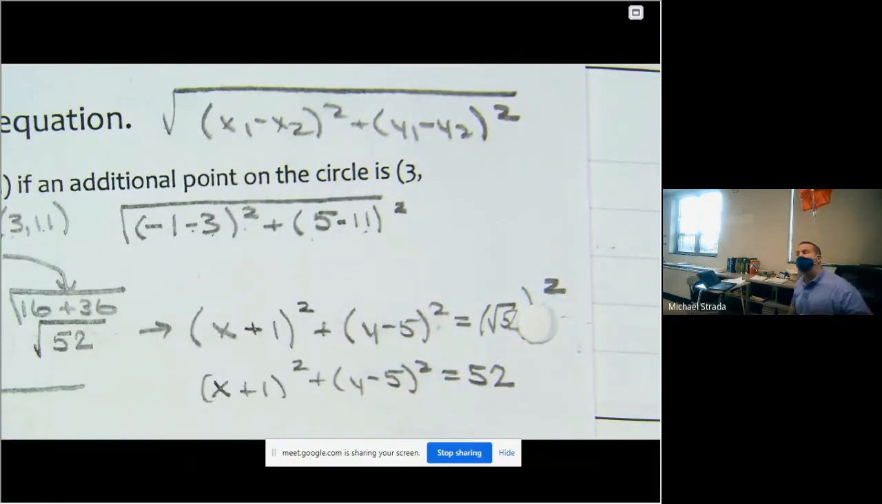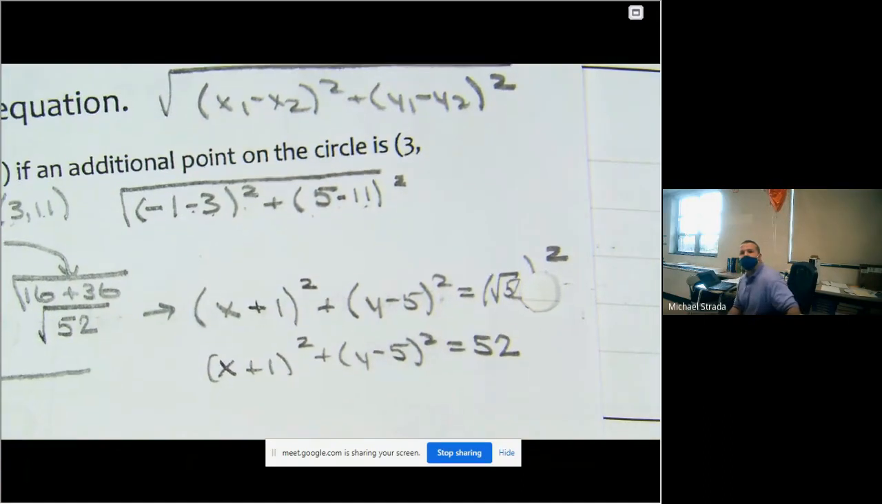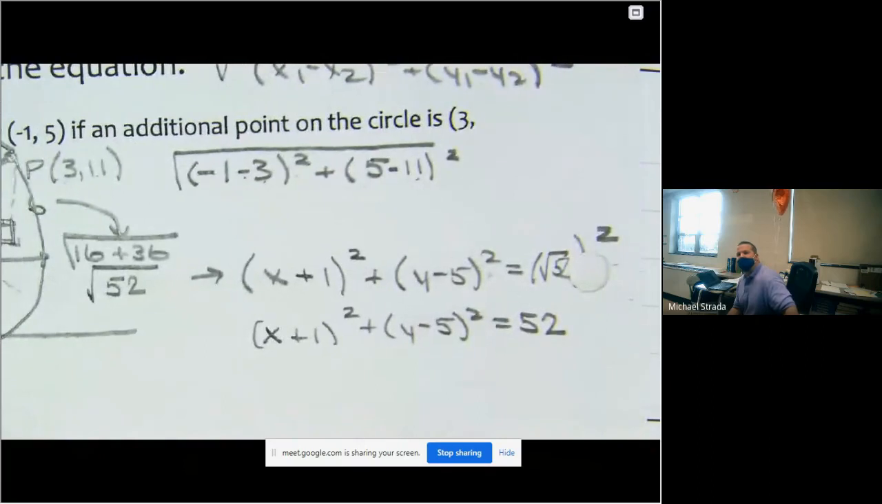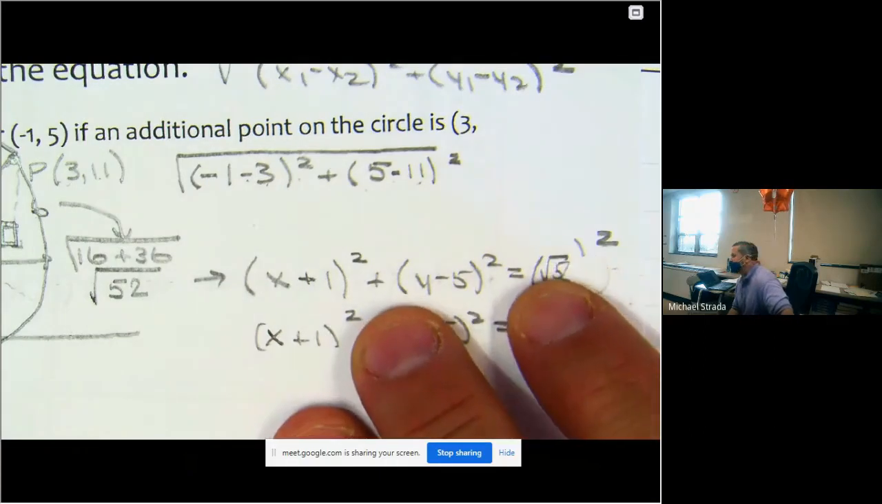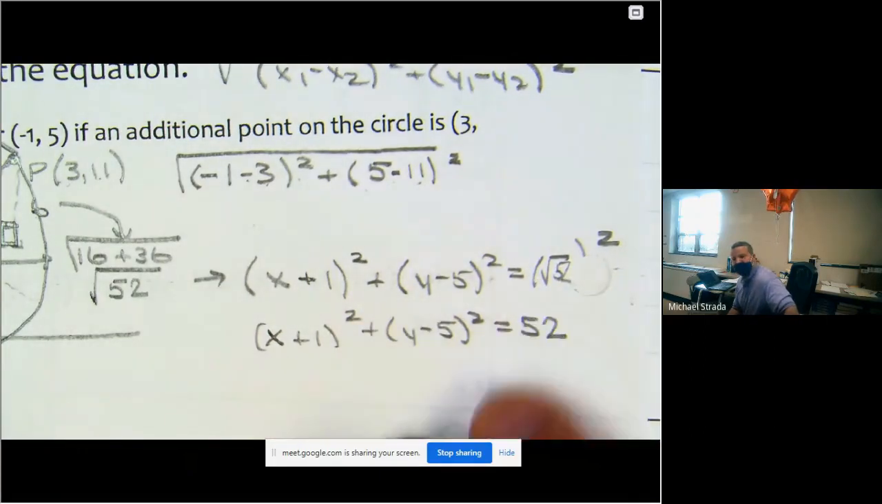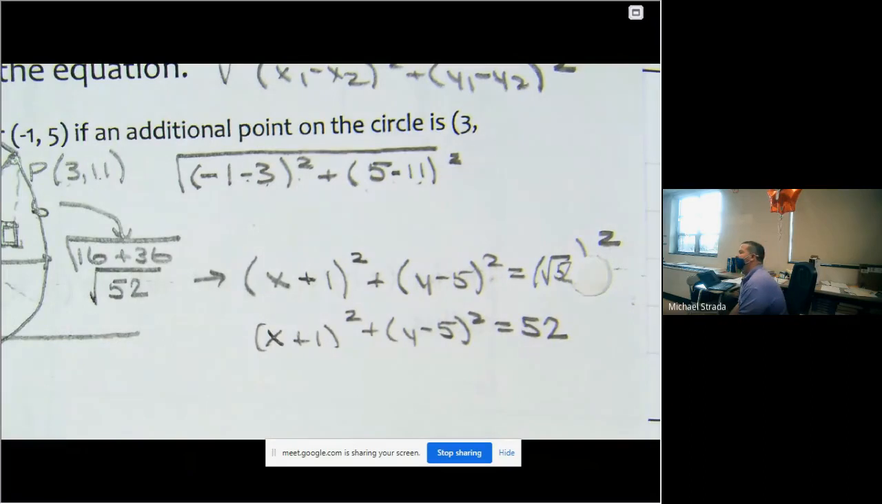I have a question. Yes, sir. When you got rid of the opposite, the square root, like the square root of 52, what did that cancel out? When I square a square root, what do they do to each other? Cancel out. So that's the square root of 52, so it just becomes 52.